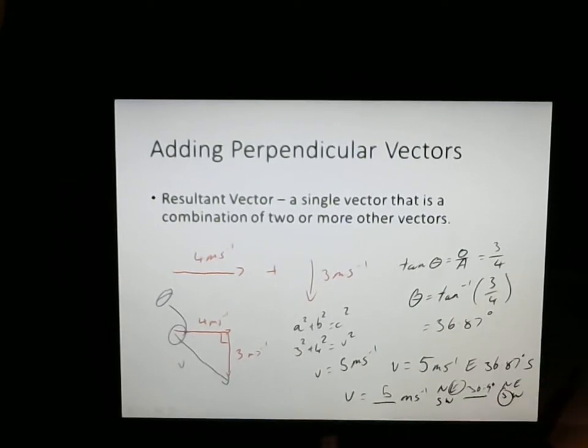So this is adding vectors. It's pretty straightforward. We use our Pythag to work out the magnitude. We use our tangent ratio to work out the angle.